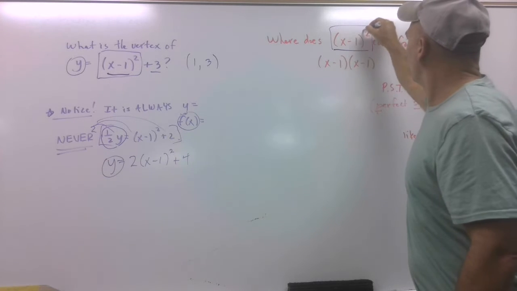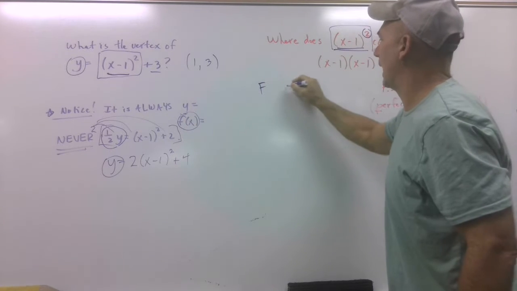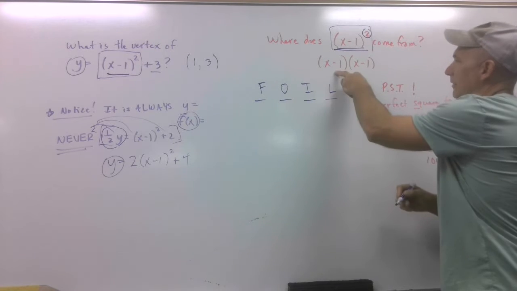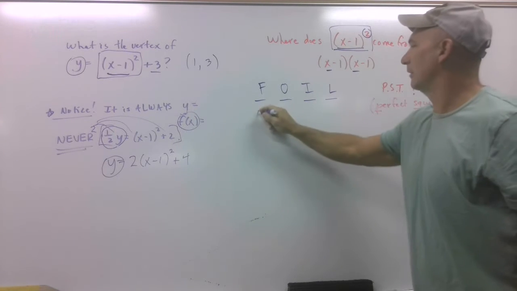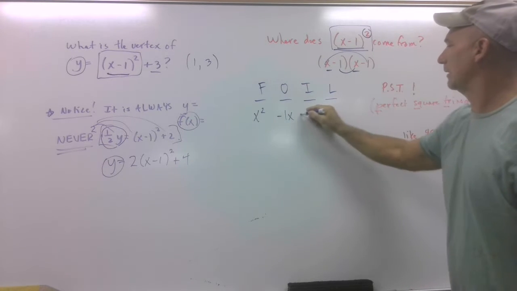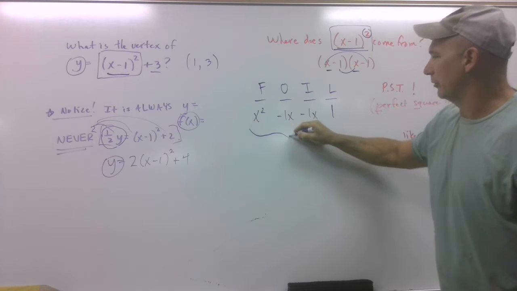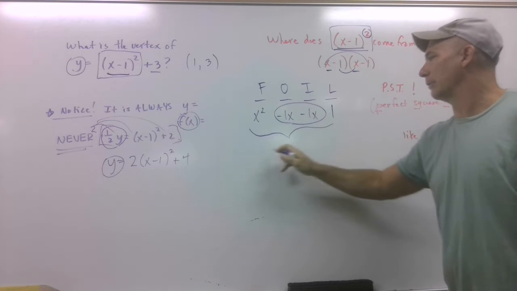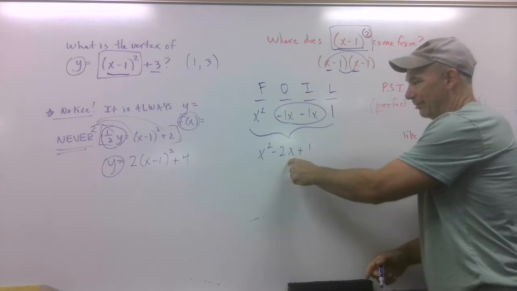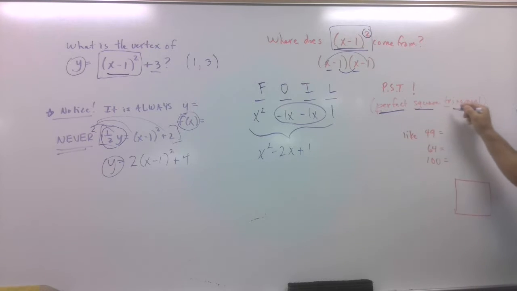So if I say, hey, square this binomial, it would look like this. And this is where you guys, and I'm sure you've been taught this, would FOIL this thing out. So x times x is x squared. Outside would be negative 1x. Inside, negative 1x. Negative 1 times negative 1 would be 1. And then if I added all those like terms together right here, I would get x squared minus 2x plus 1. What is this?